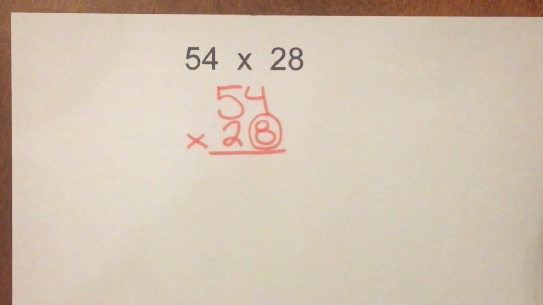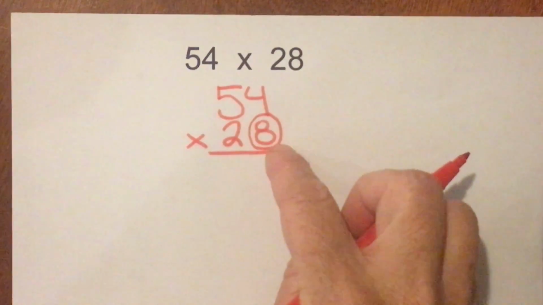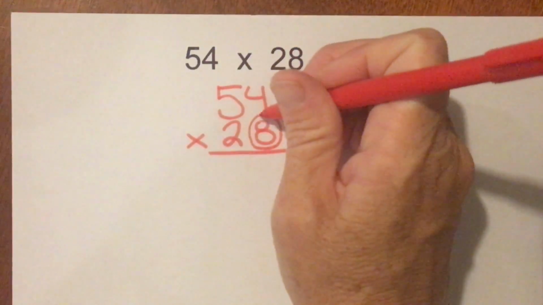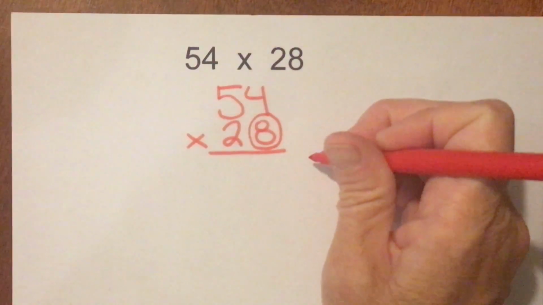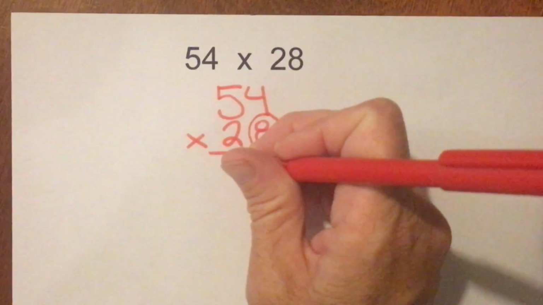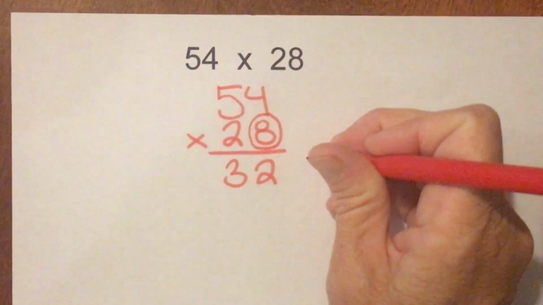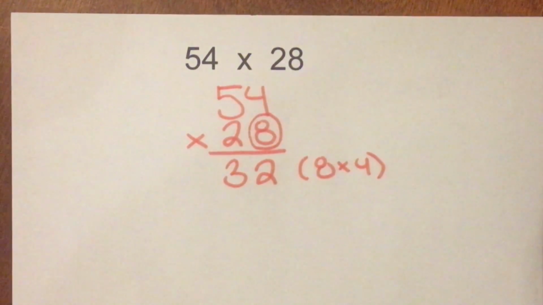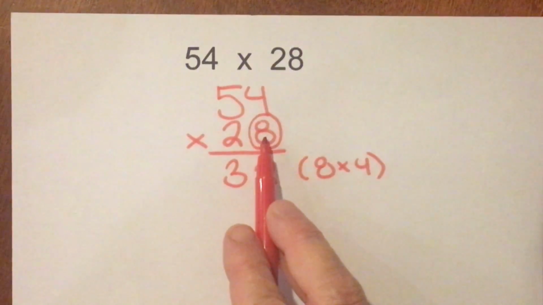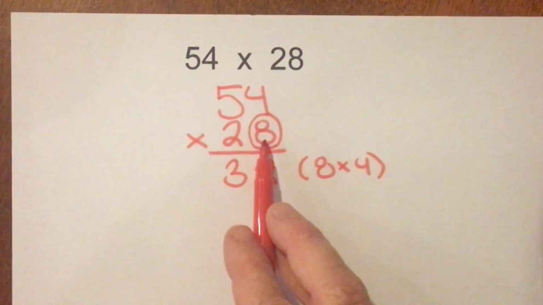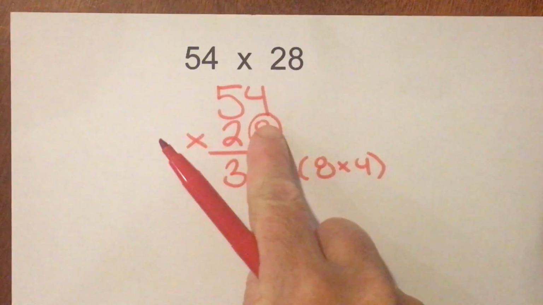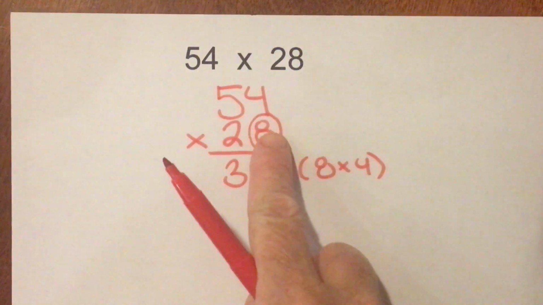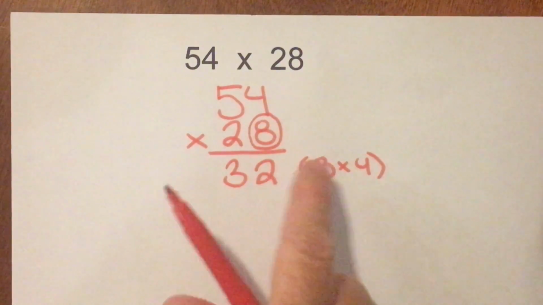Okay, so I have 8, and this value is actually 8 because it's in a ones place. And I'm going to multiply it by the 4. So I'm going to go 8 times 4. Well, 8 times 4 is 32. Okay, so I did the 8 times the 4. Now I need to do the 8 times the 5 because I need to do each digit to each of their digits. So 8 times 4 was 32.